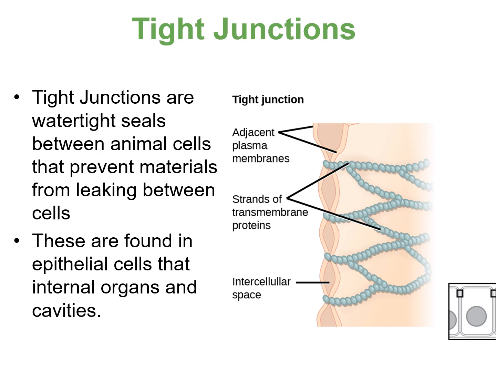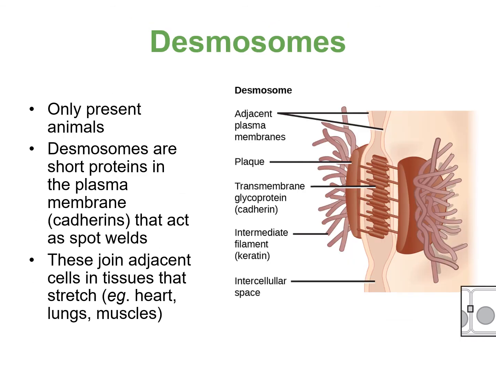Desmosomes are exclusively found in animal cells, and these act like spot welds between adjacent epithelial cells. Cadherins are short proteins in the plasma membrane that connect to intermediate filaments to create desmosomes. The cadherins connect two adjacent cells and maintain the cells in a sheet-like formation in organs and tissues that stretch like the skin, heart, and muscles.